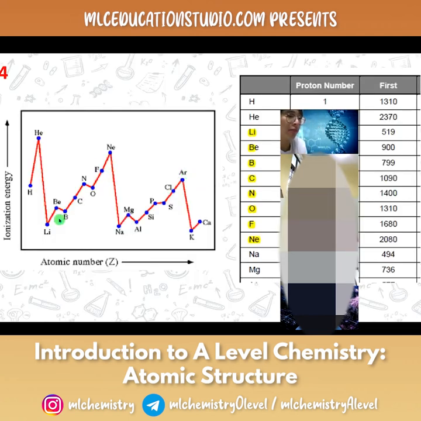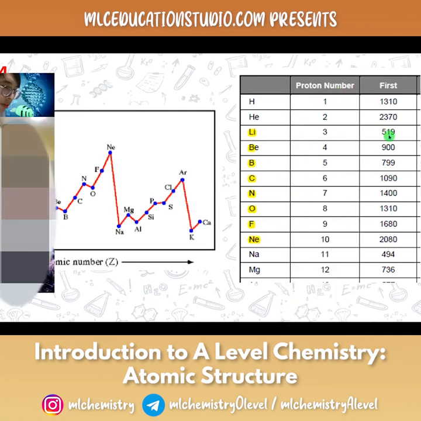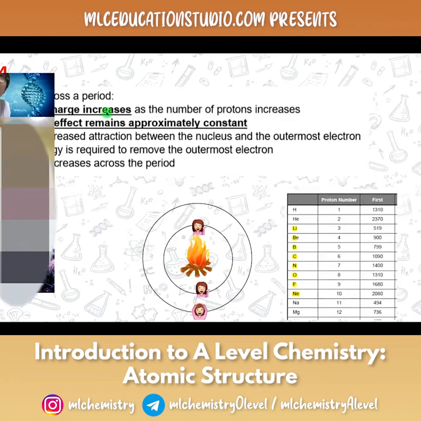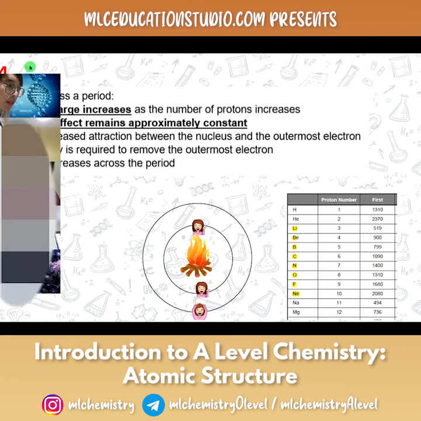Now across the period, can you see that across the period the IE in general increases? If you look at your periodic table, if you look at your data booklet as well, if you look at the first IE in general across the period, do you see that it increases? Now, what happens across the period is this. What happens to your proton number? It increases. You get more protons, which means your nuclear charge increases. Agree or not? Yeah. Across the period, your fire gets bigger.